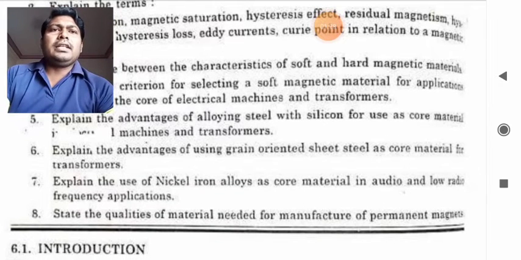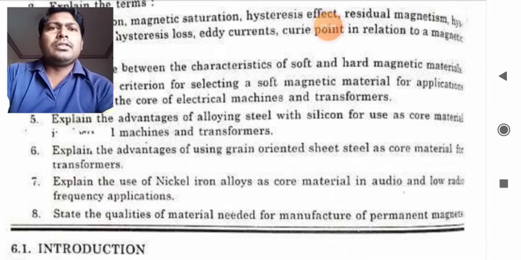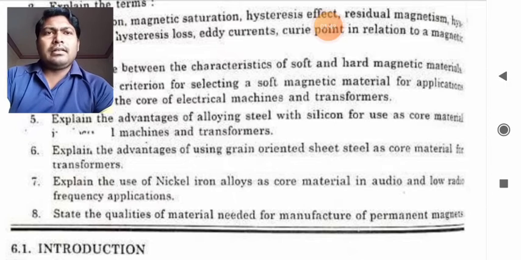Explain the use of nickel iron alloys as core material in audio and low radio frequency applications. And the last, we will also be in a position to state the qualities of material needed for manufacture of permanent magnets. So let us start.